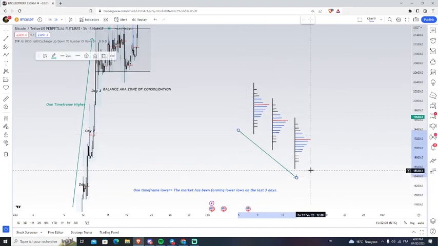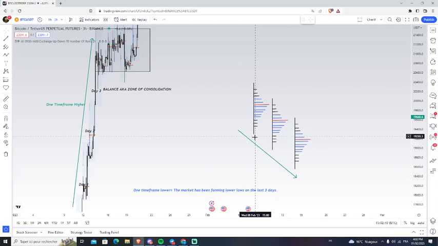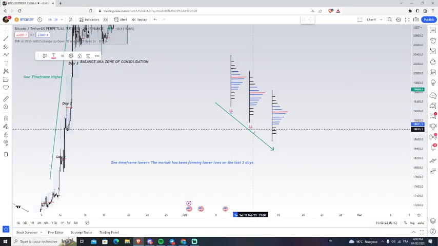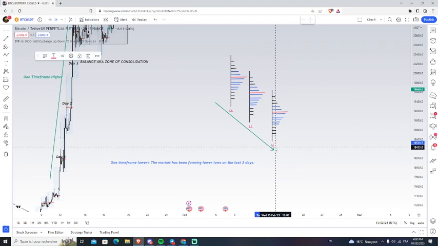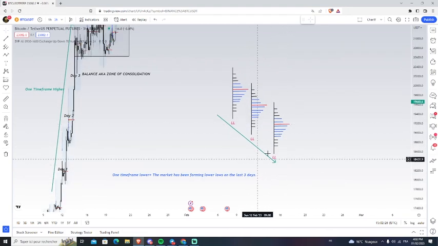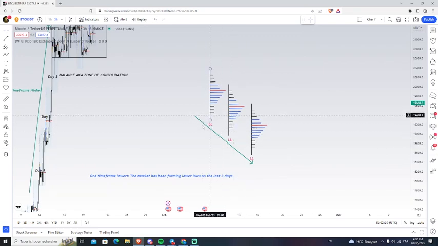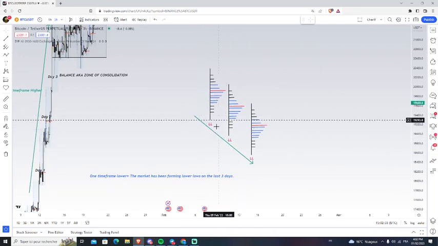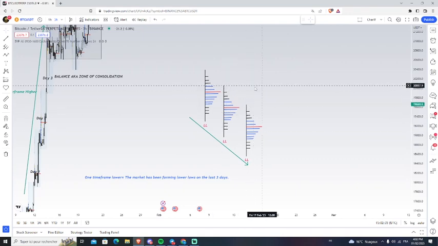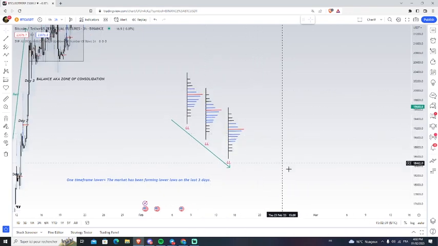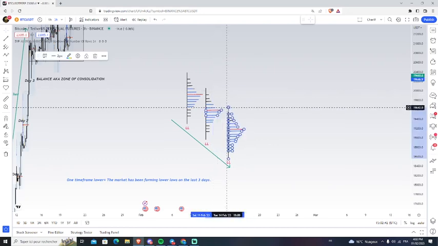As we can see over here, we have been forming a lower low, here a lower low, here another lower low. This is a one time frame lower. The market has formed a lower low for 3 days in a row. That's how we could tell.